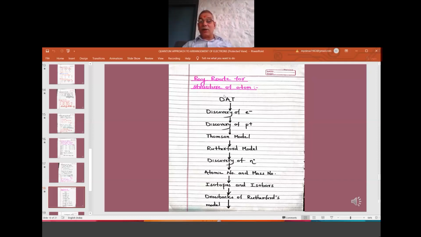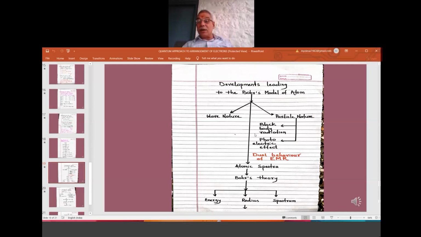After that, the discovery of the electron by Thomson. Then we went to the discovery of the proton by Goldstein, and the Thomson model. Then the Rutherford model, nucleus discovery, and the discovery of the neutron by James Chadwick. Atomic number and mass number we understood. Then isotopes and isobars we understood. Then drawbacks of Rutherford's model we understood. Then the developments that lead to Bohr's model.